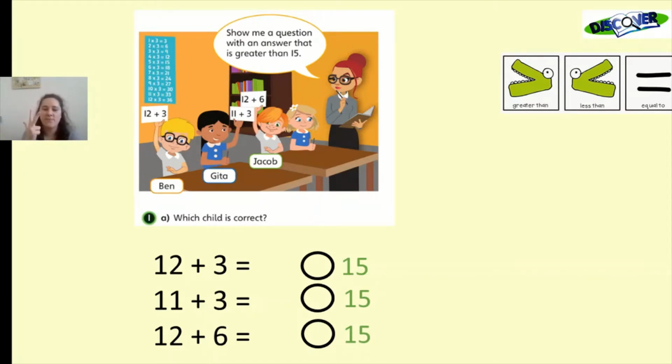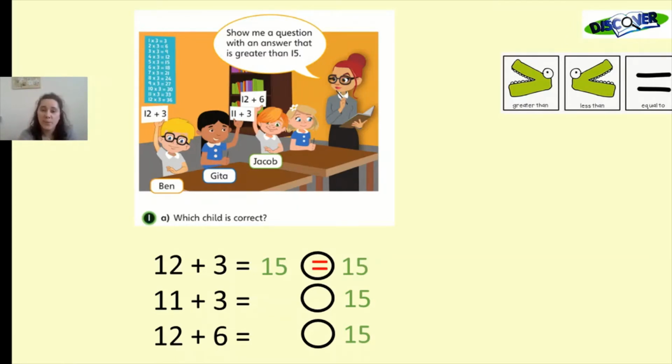Brilliant, we need 3. Now our question says to add. So when we add, are we going to be counting forwards or are we going to be counting backwards? Amazing, we need to count forwards because we're adding, so the number gets bigger. Right, so I'll start from 12 in my head and then count on 3. 12, 13, 14, 15. So my answer is 15. Let's have a think. 15, is that greater than, less than or equal to 15? Well done, they're exactly the same.